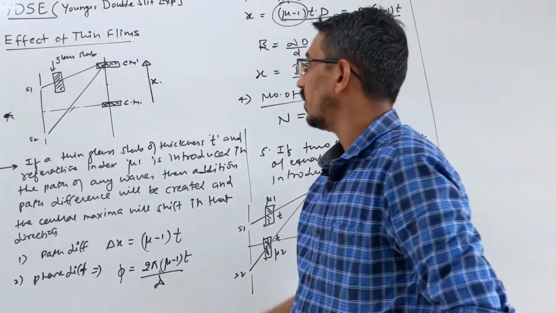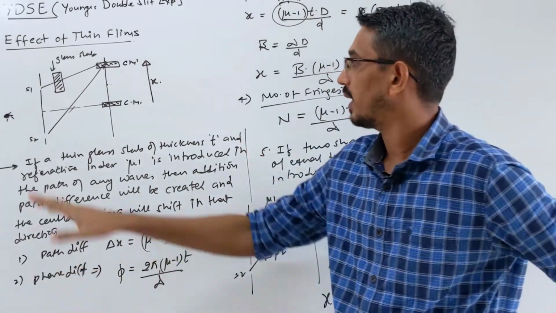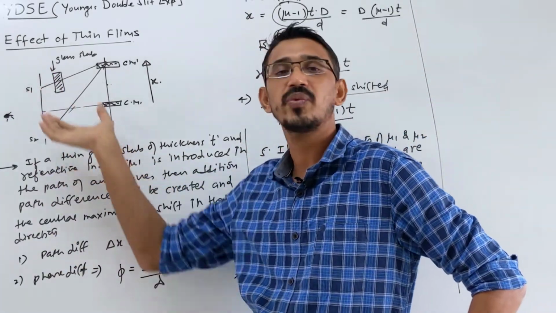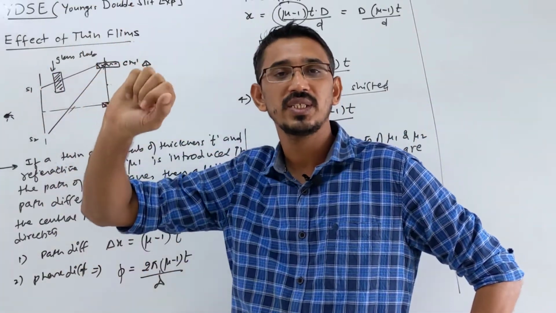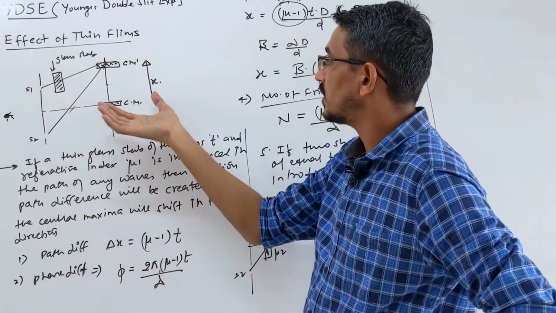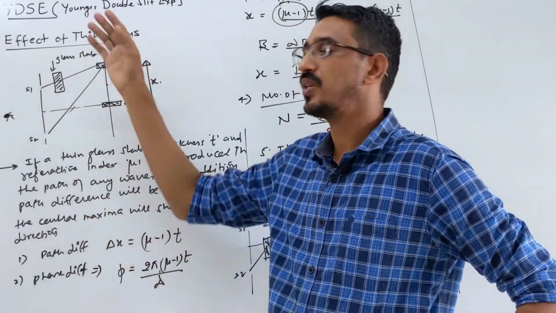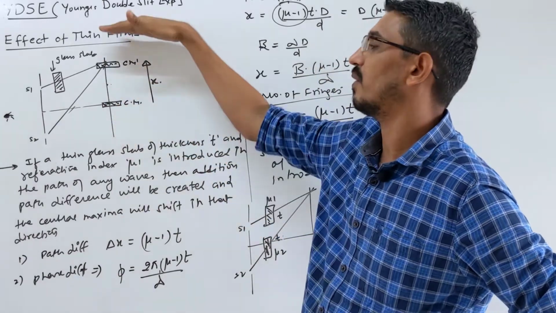So if only one sheet is introduced, like in the upper path, then the whole pattern will shift upward. Your fringe width and these things will not change. Just the pattern of the fringes will shift upward. Your central maxima was in the center, now it will move upward.